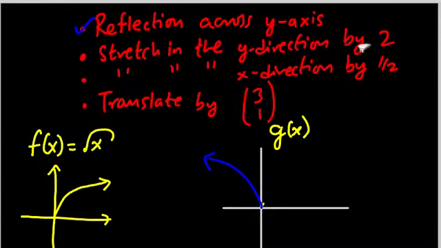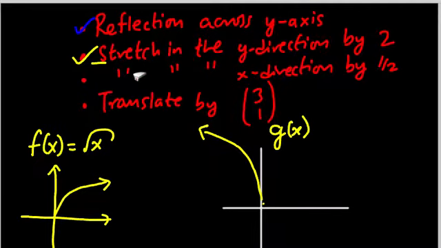Then there's a stretch in the y direction by 2. What that means is that it's still going to point in the same direction, but now it's going to be a little bit higher, because all the y's have been increased by 2. I'm going to check that off and erase the older blue one. Then there's a stretch in the x direction by 1/2, which means that everything gets shrunk in this direction by 1/2.